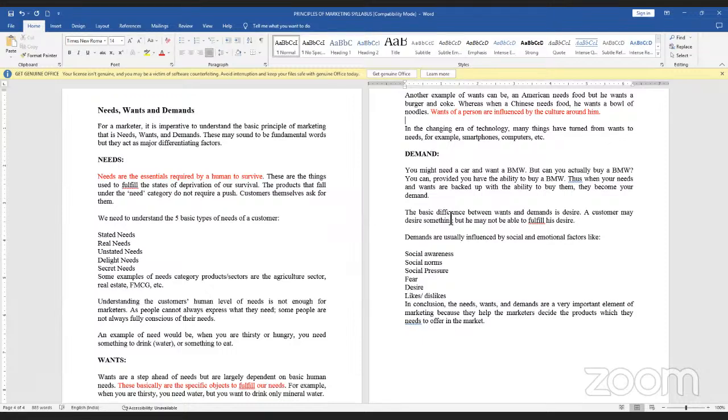Say out of our 11 members, all of us want, but whoever is able to afford, there are only two BMW cars. But five of us are ready to buy. Then we say the BMW car has a demand. So a simple want or desire will not make a demand for the product. Along with the desire to buy, you need to have the ability to buy, the affordability to buy. Then we say the product has demand.